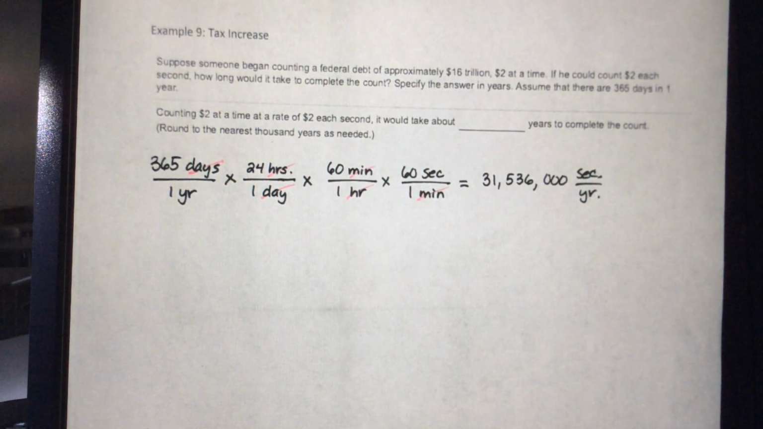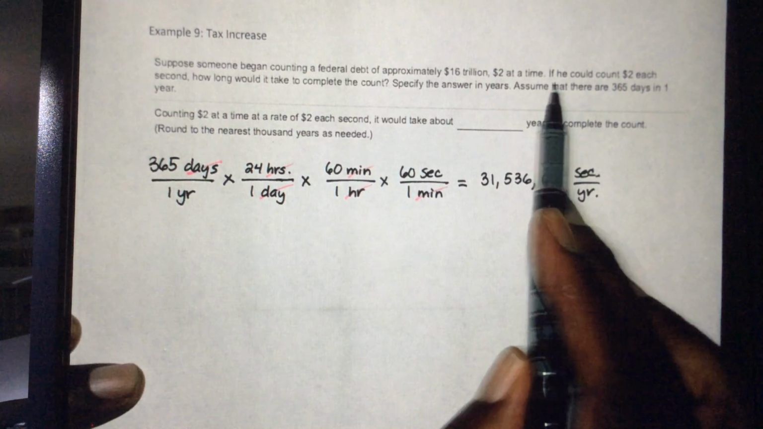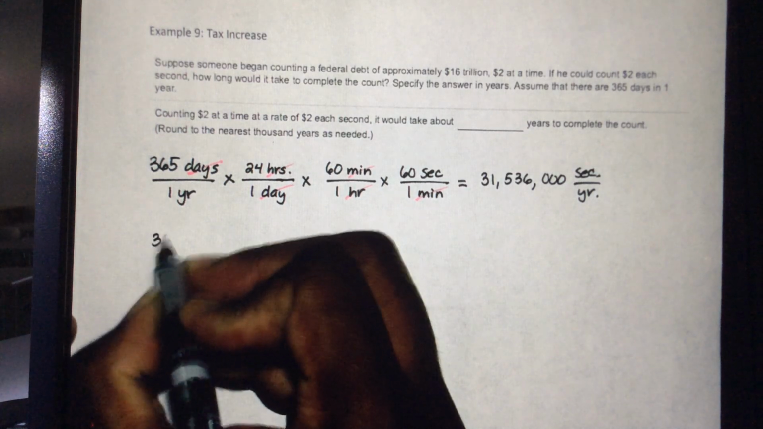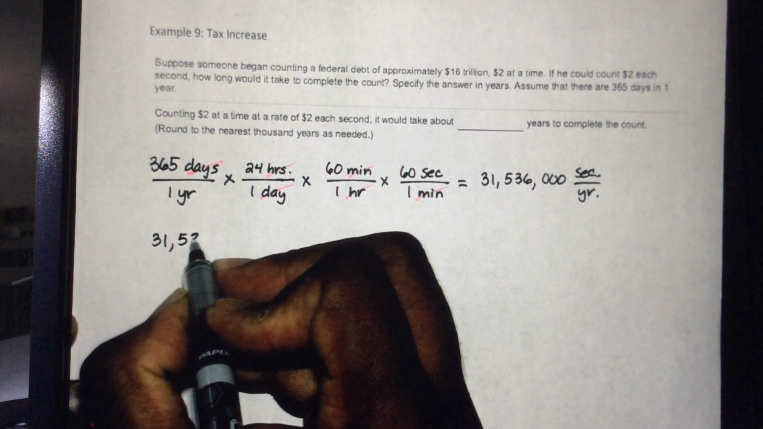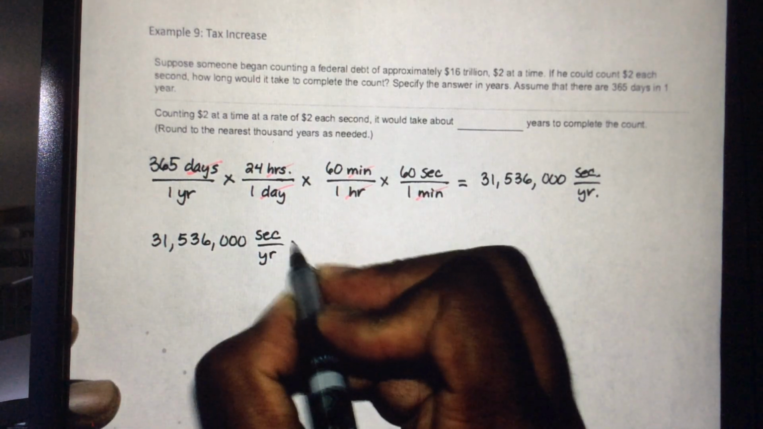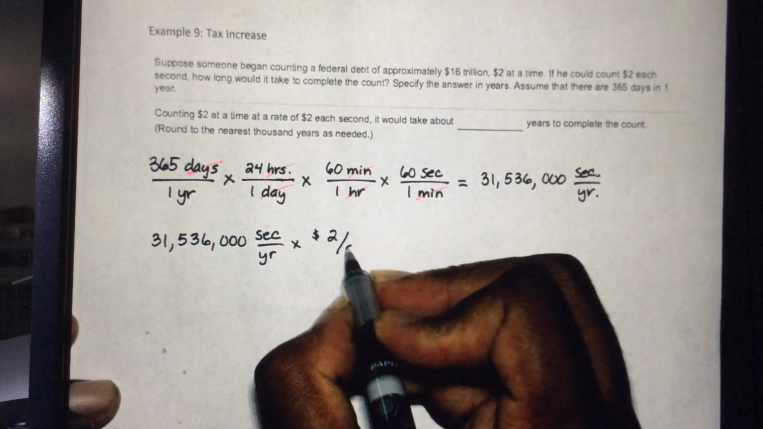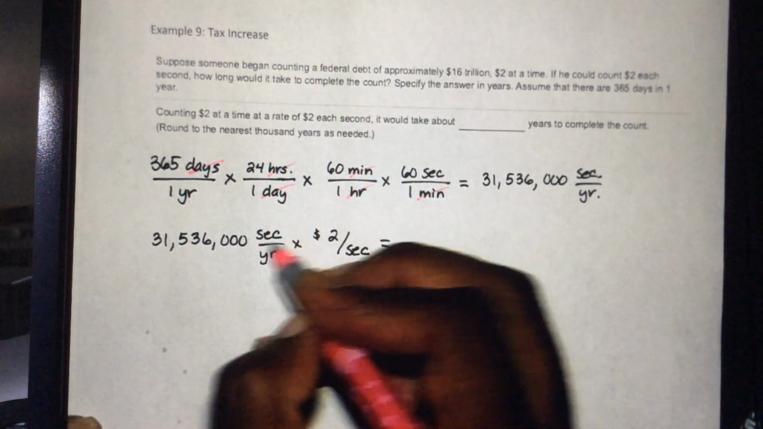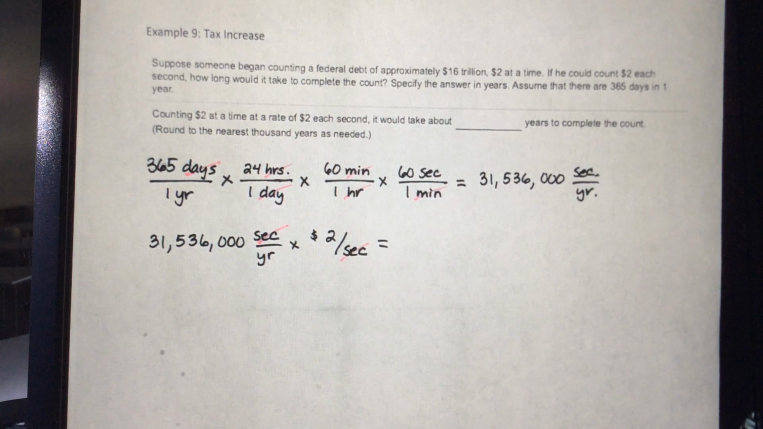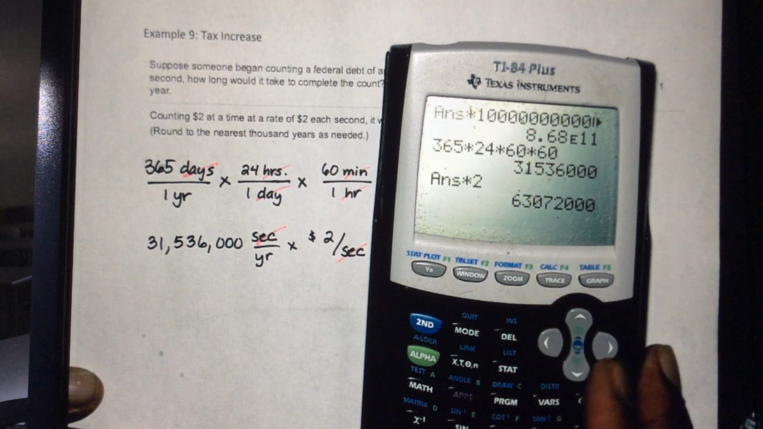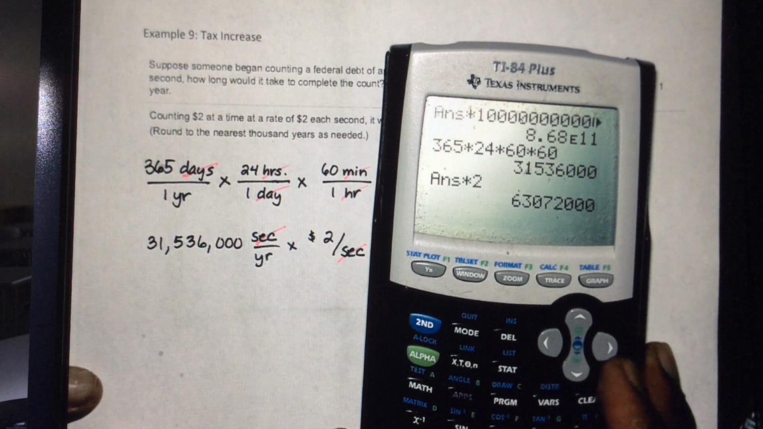Okay, and now, if he could count $2 each second, let's take that 31,536,000 seconds in a year and multiply that by $2 per second. And you can see here these seconds are going to divide out. So it's going to be some money amount per year. It'd be this times 2. That'd be $63,072,000 a year.